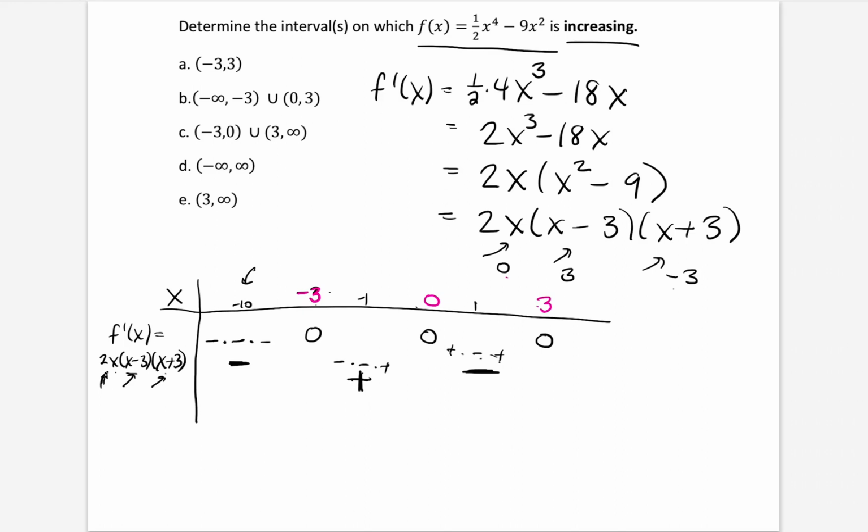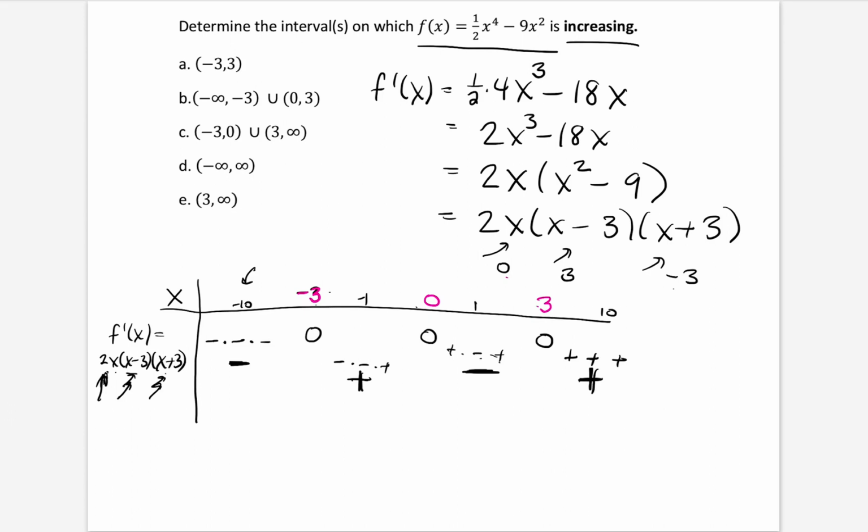And finally, let's pick a test value larger than 3, like, I don't know, 10. So if we have x equal to 10, 2 times x will be positive. 10 minus 3, well, that will also be positive. And then 10 plus 3, that will also be positive. So we'll have a positive times a positive times a positive, which is positive.